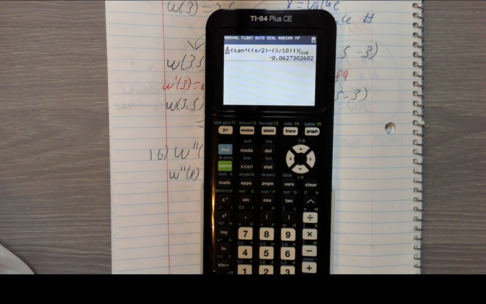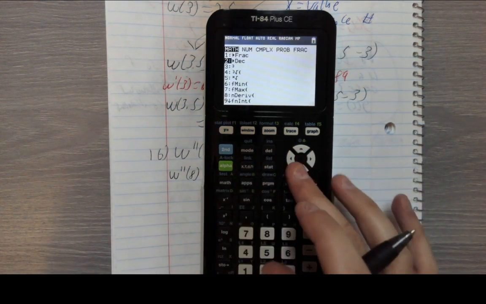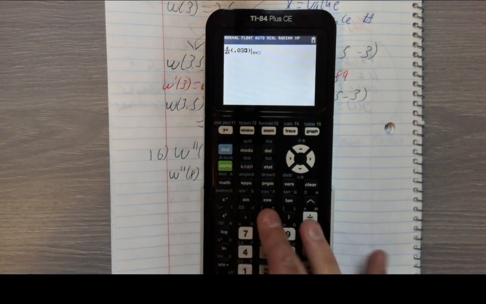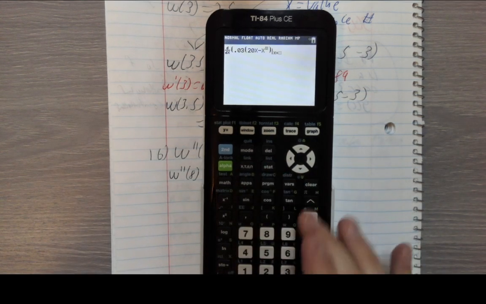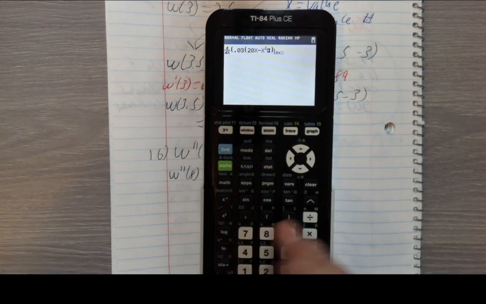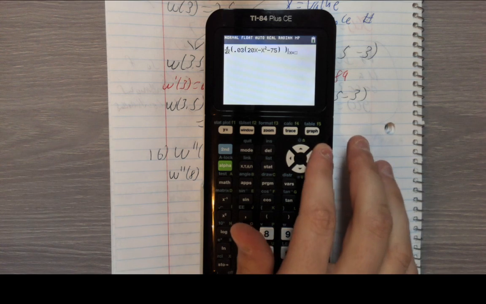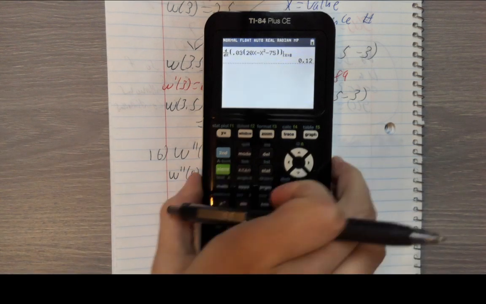Now let's find L prime. I want to go to math, again 8, the derivative. I'm still going to use the variable x. Now I'm going to put in the function of L, so I'm going to go back to my question. L of t is 0.03 times 20x minus x squared minus 75. Close the parentheses so that the 0.03 is being distributed. All my parentheses are good. Again, it's the same thing at x equals 8. Press enter, and you get a much cleaner answer of 0.12.